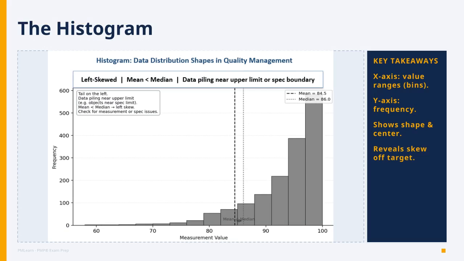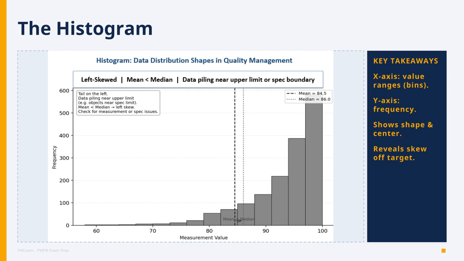The histogram, a completely different question. Not which cause matters most, but how is my data distributed? A histogram is a bar chart of a frequency distribution. The x-axis is value ranges, called bins, and the y-axis is how often your measurements fall into each range. So each bar's height is a count. What you read from it is the shape of the data, its center and its spread.